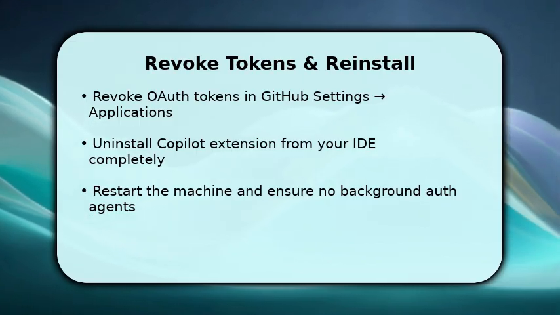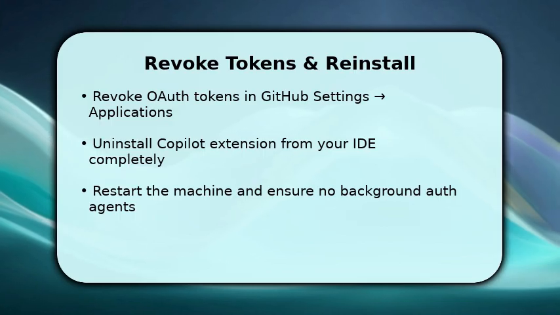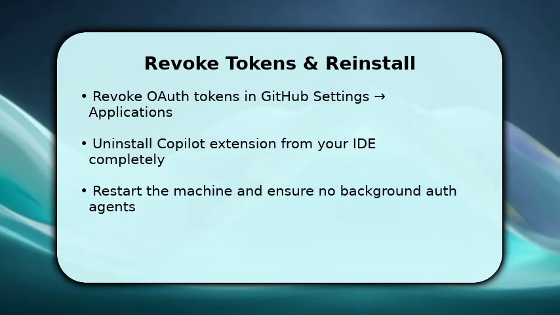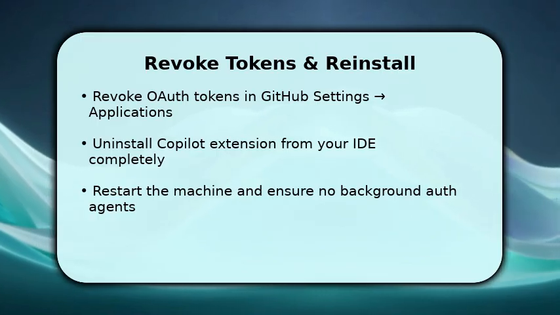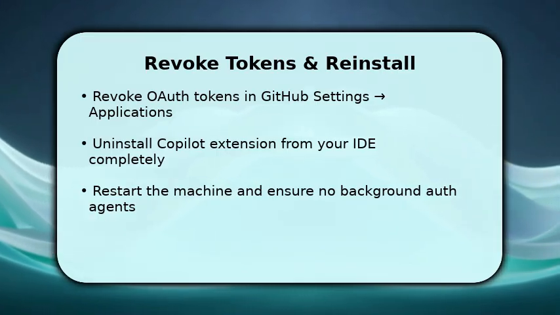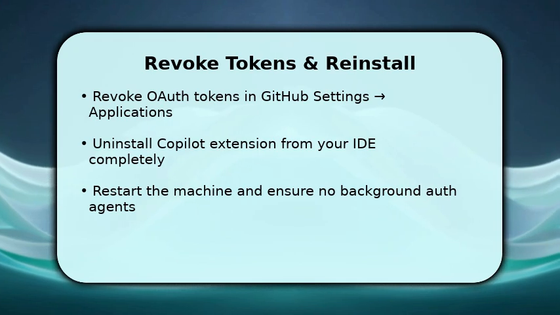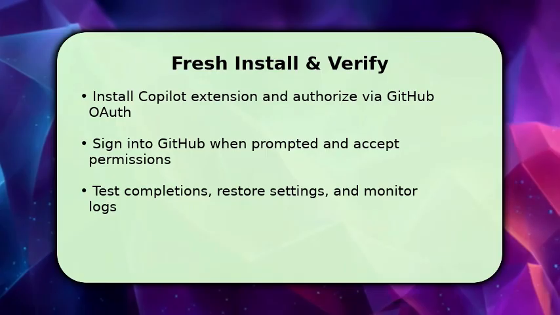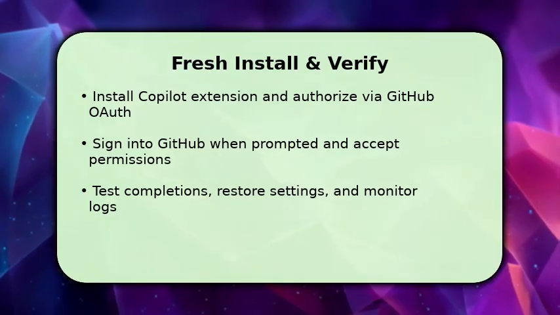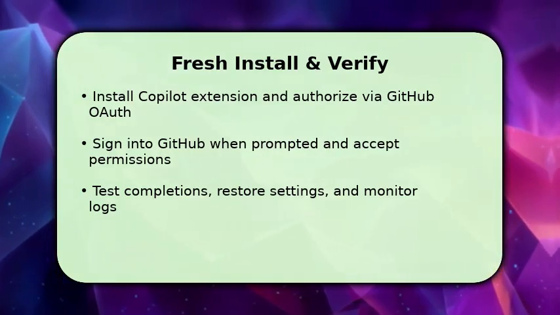When the system is back, open the editor but do not sign in yet. Check credential managers for lingering GitHub tokens and clear them so the fresh install will request clean authentication. Finally, install the Copilot extension anew and when prompted, authorize using GitHub OAuth. Follow the interactive sign-in flow so you grant fresh tokens.